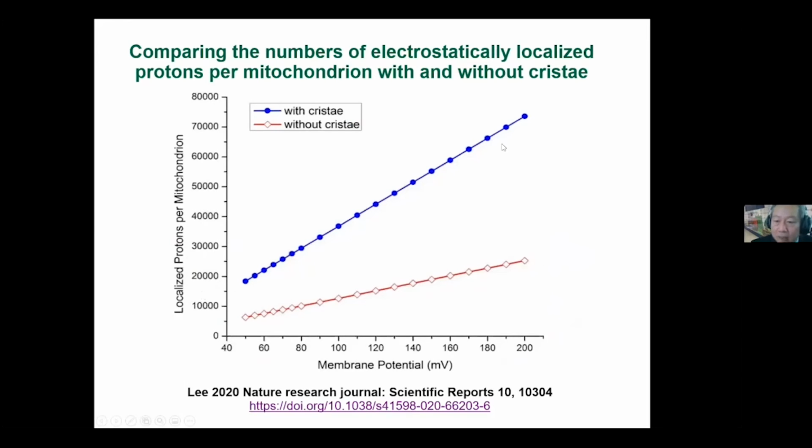With crystal, you have much more local proton per mitochondria. That evolutionarily makes crystal formation have an advantage, although you don't have to. Some of the bacteria may not have it, but the more you have, the more local protons, right? So you can use the heat energy more, you see? So evolutionarily, it makes sense. So that's another piece. Also in this article, we discussed that.